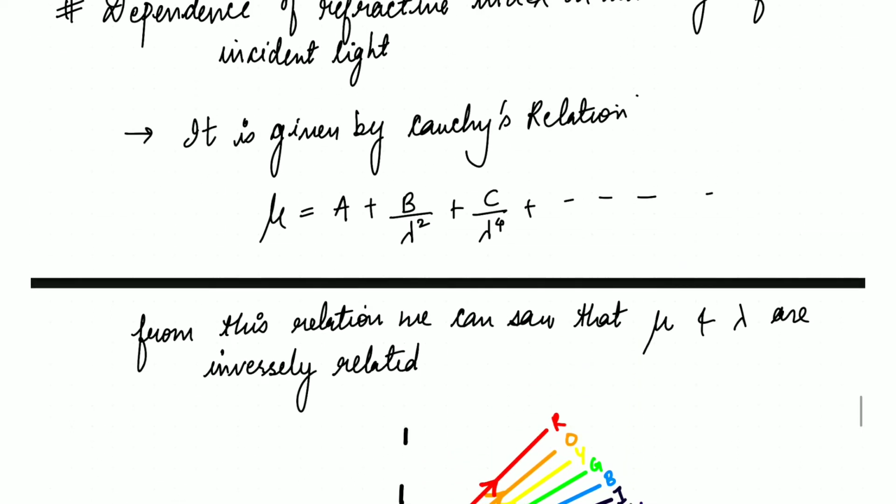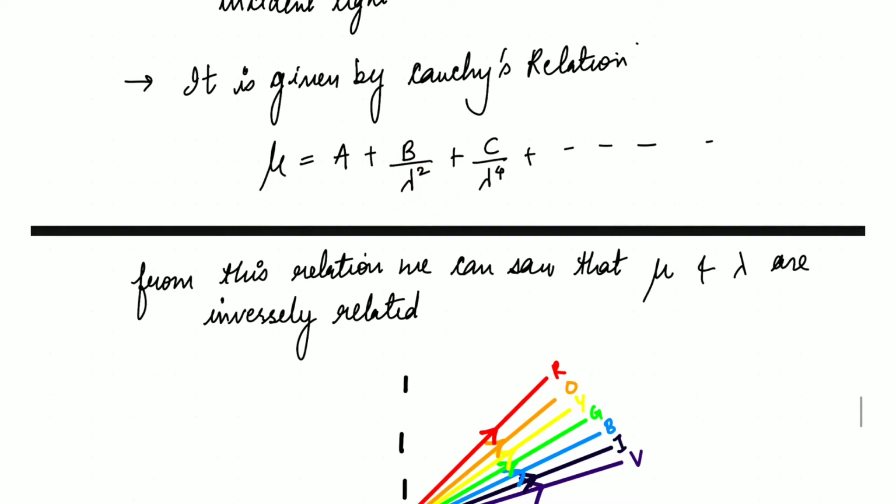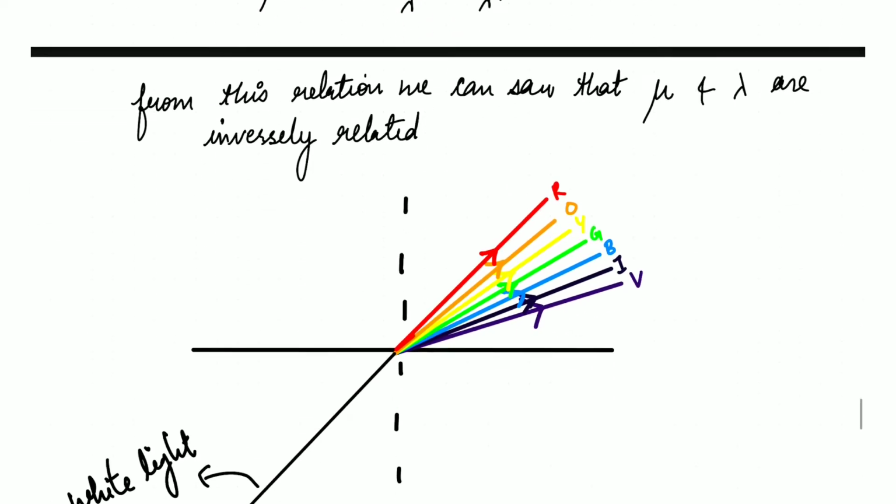Why is it deviated less? It's pretty simple. The refractive index is inversely proportional to the wavelength. Red has the maximum wavelength, so it will have the minimum refractive index, and because of that the bending will be least. Very similarly, violet has the minimum wavelength, so the refractive index will be more and the bending will be maximum. So for violet you have a very huge angle of refraction, and for red a very small angle of refraction.